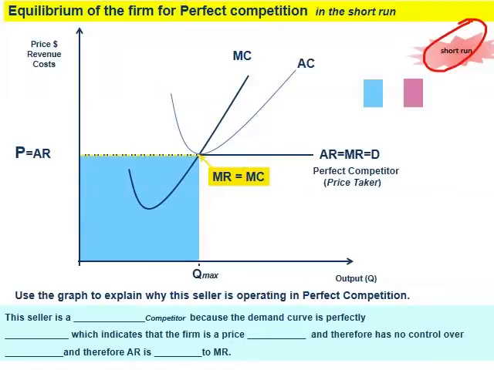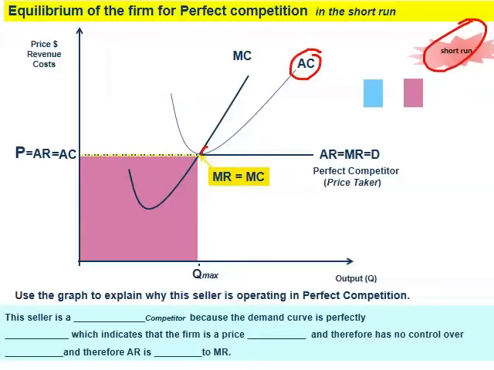Now you'll see at that point there, at our lowest point of the average cost curve, that is the value of average cost. So average revenue equals average cost. So therefore, average cost times quantity, total cost, is exactly the same. So total revenue equals total cost, and economic profit is zero.